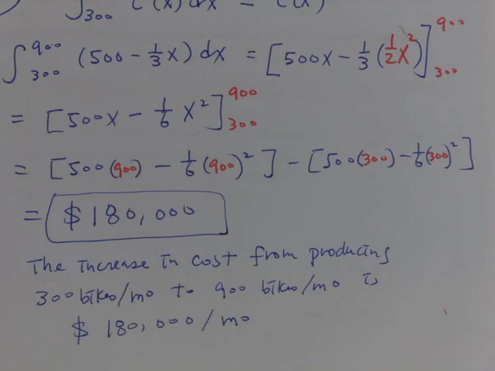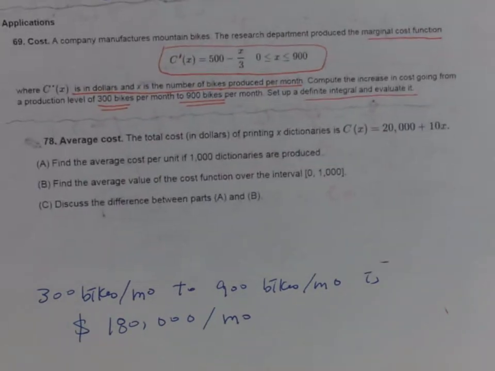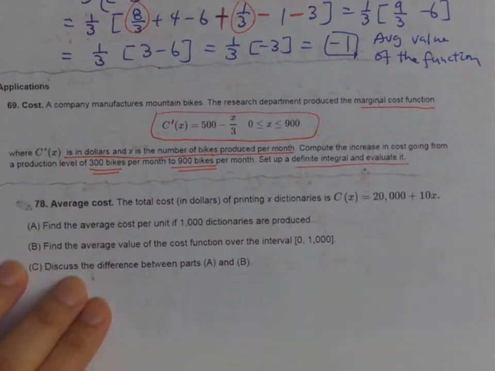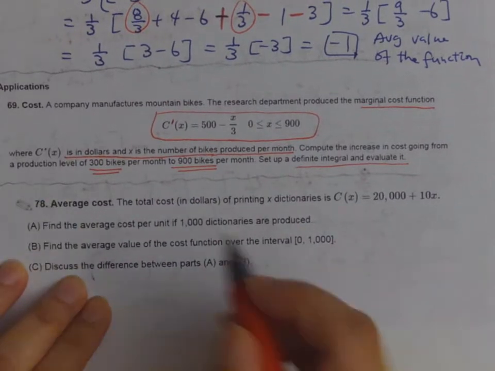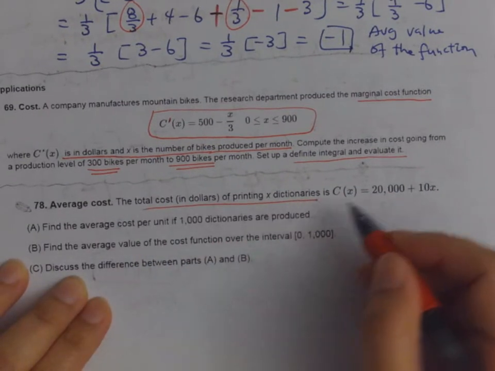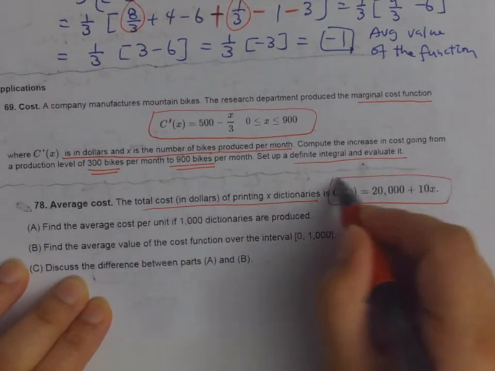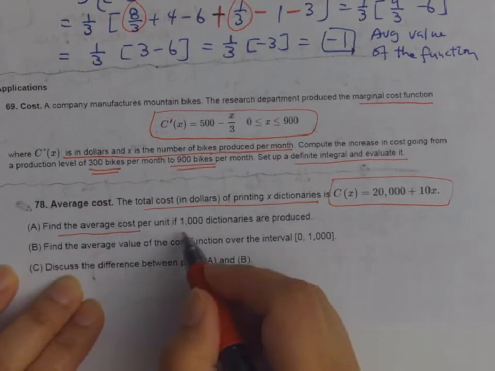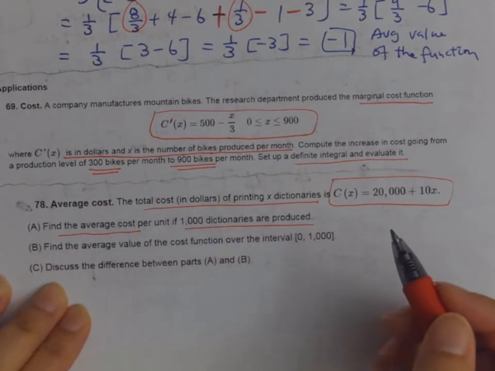We have one more question, okay? So the last question is number 78. Number 78 says average cost. The total cost in dollars of printing x dictionaries, they give you a cost function. Find the average cost per unit if 1,000 dictionaries were produced.